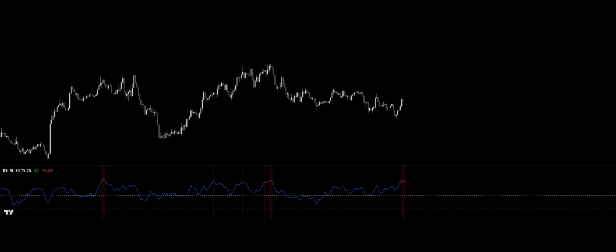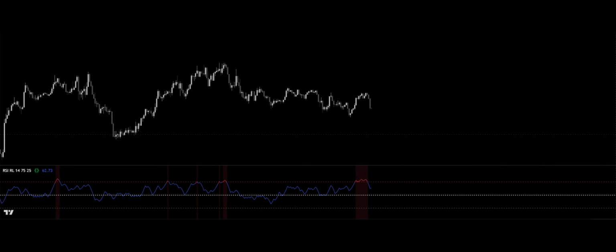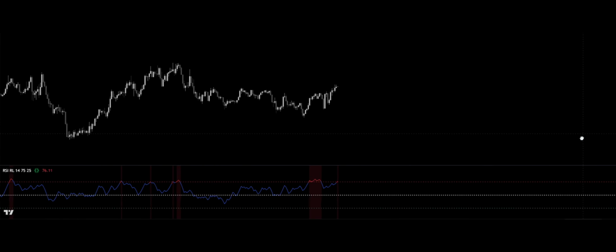If the average up moves are bigger, RSI rises. If the average down moves are bigger, RSI falls. But here is the flaw. RSI doesn't care how those moves are distributed in time. It ignores sequence, it ignores persistence, and it ignores run behavior.